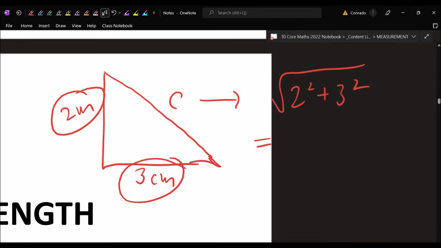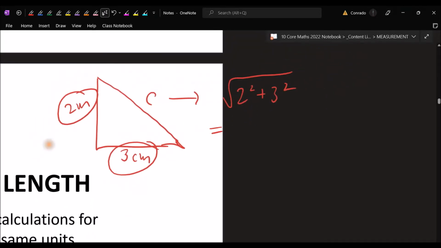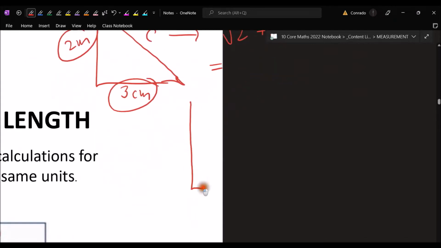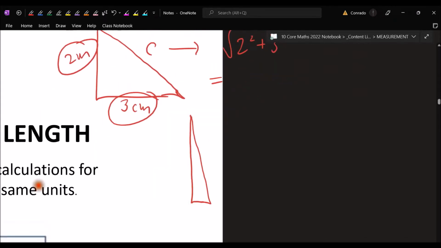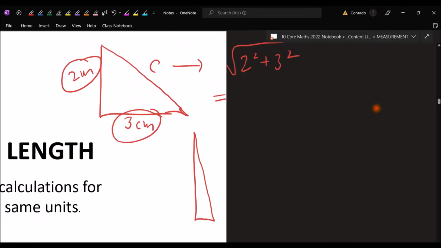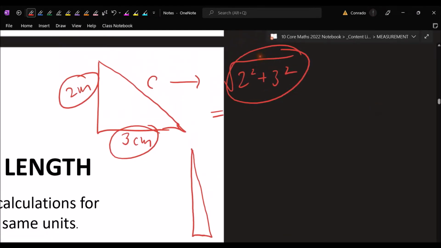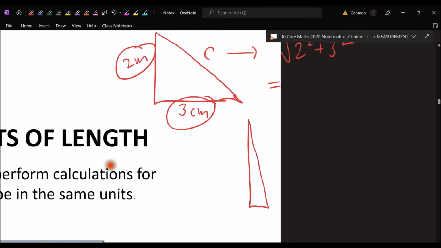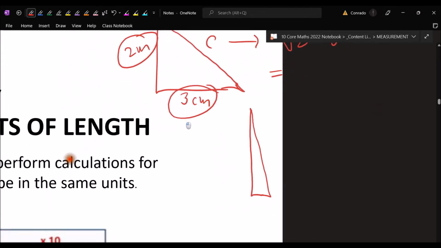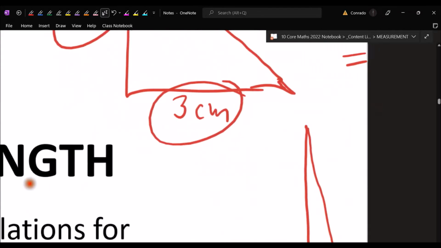Yeah, the units aren't the same. This is 2 meters, so logically, if I was to draw this to scale, this should be really long, and this would be really short here. The lengths wouldn't match up in terms of the answer that we get from doing that formula. So we need to figure out how to convert or make these two the same.